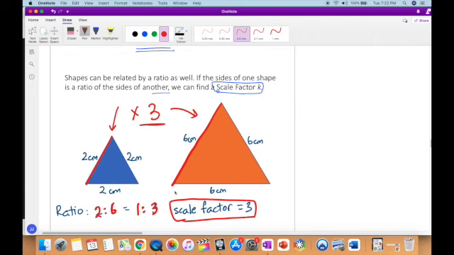And how did I get the scale factor? Well, I used a ratio of the sides. So I could see that the ratio of the sides is 2 to 6. So therefore, for every 1 centimeter, I have 3 centimeters. And therefore, the scale factor is, well, for every 1 centimeter, you multiply by 3. So if I have 2 centimeters here, I'll multiply it by 3, I'll get 6 centimeters.